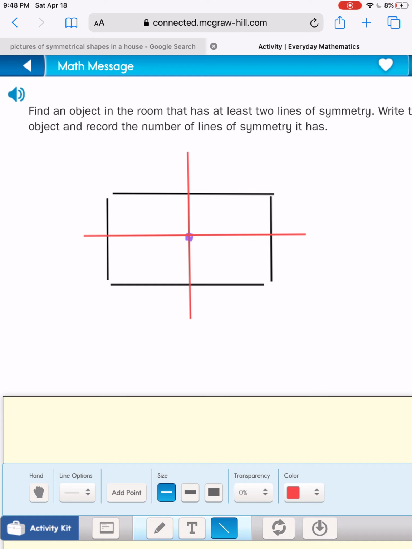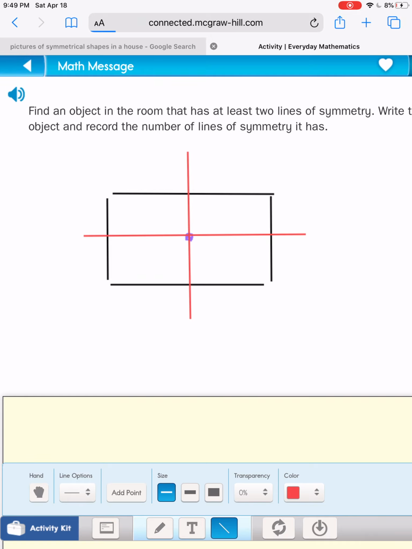When two shapes or two parts of an image are identical, that means that they are congruent. So maybe you were looking at a refrigerator that has line symmetry, or a desk, or a table, or a lamp, or a rug. There are many, many things that we have around us each and every day that are symmetrical.